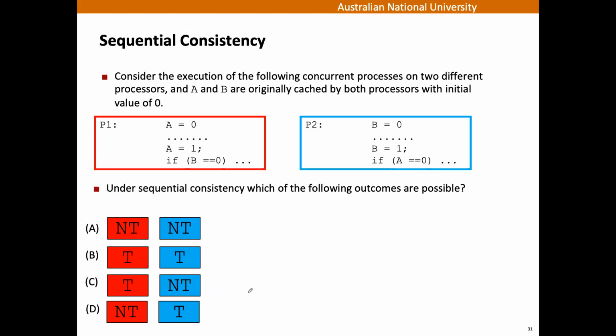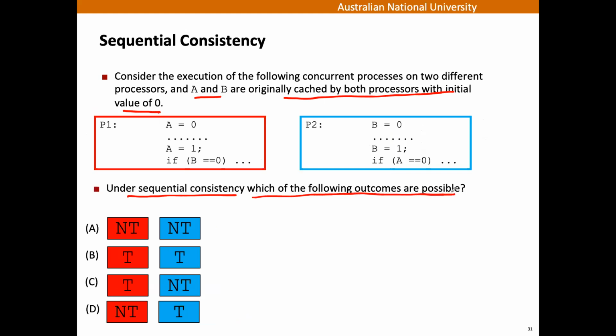Sequential consistency. Consider the execution of following concurrent processes on two different processors. A and B are originally cached by both processors with initial values of 0. Under sequential consistency, which of the following outcomes are possible?